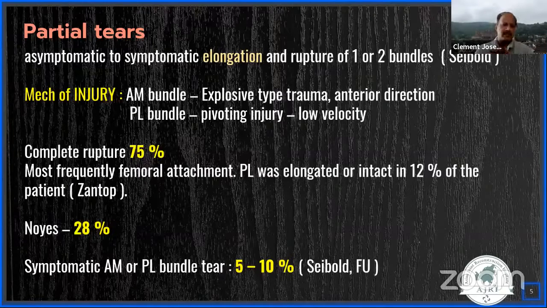Zantop in his series found out 75% of his cases to have a complete rupture of ACL, and partial injuries were observed in 25%. Noyes reported 28% incidence of partial tears, and symptomatic single bundle tears were reported in 5 to 10% of cases by Seibel and Few.